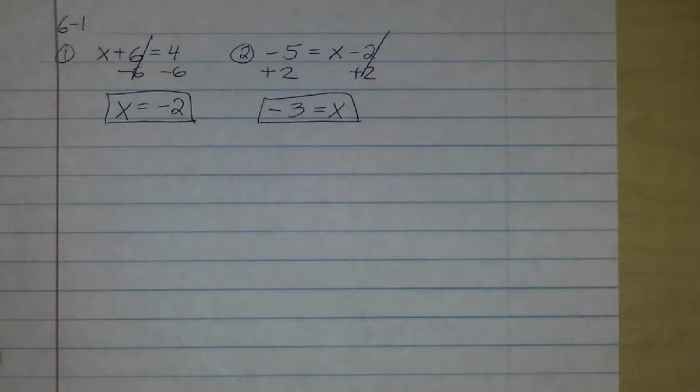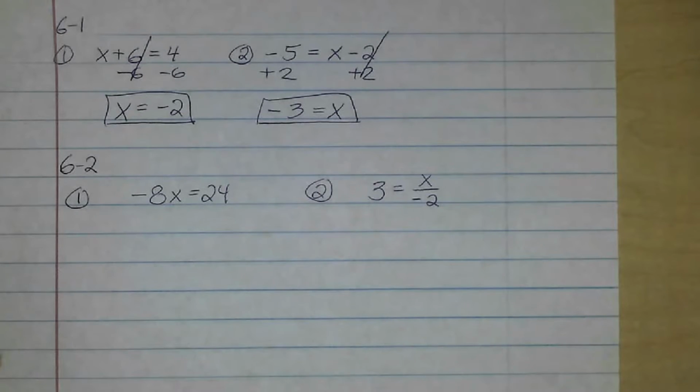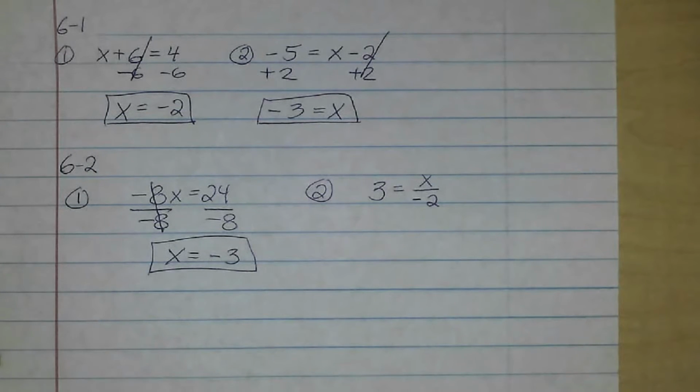Okay, the next section is chapter 6, section 2. This one had to deal with multiplying and dividing coefficients. Okay, for the first problem, the coefficient of x is -8, so we're going to divide both sides by -8. The 8's cancel, and we're left with x equals -3.